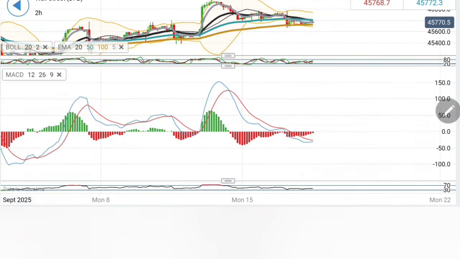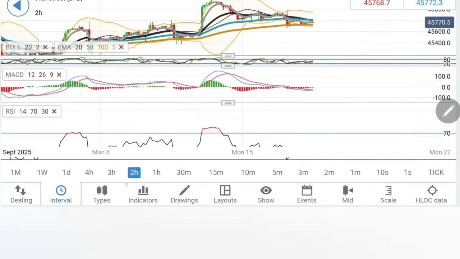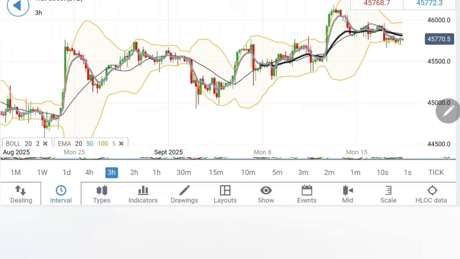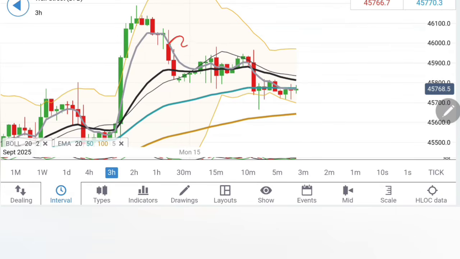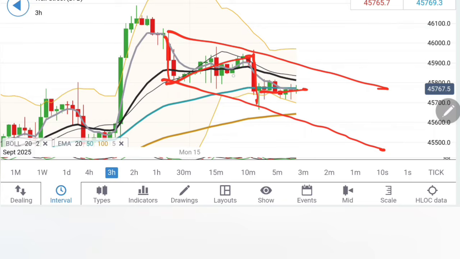Stochastic rising. The MACD has hit a bottom, waiting for it to cross over for a buy. The RSI is staying flat. Coming to 3 hour, on the 3 hour chart, similar observation. The drop here, the retracement, the drop here. Sideways movement, it could stretch this sideways movement. See, ideally this is trading in this bearish channel.